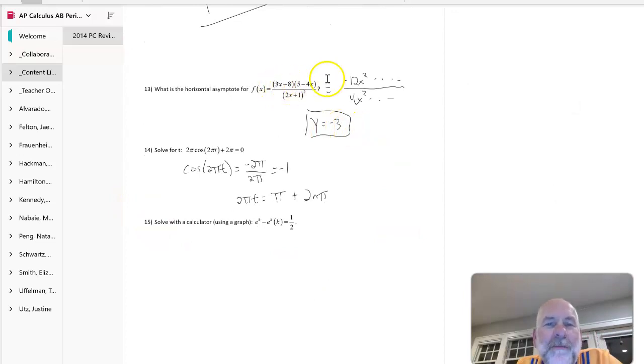Horizontal asymptote, I just imagined it multiplied out. The powers are the same, so it'd be -12x squared with other stuff over 4x squared, so it's -3.